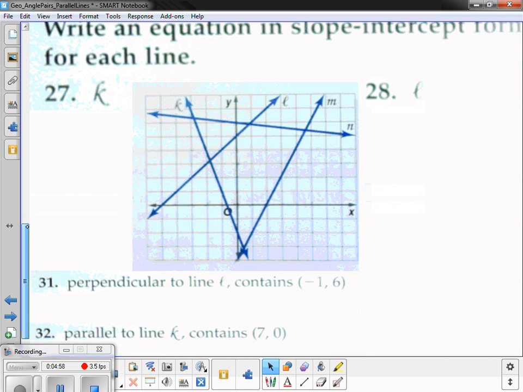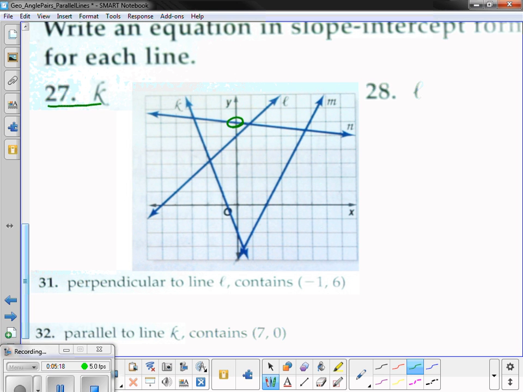Well, if I'm given something like this, I might be asked to write the equation of the line K that I have here, or the line L that I have here. So what we have to do is figure out some information about it. So let's take a look at K. Let's do this first one, K. I notice right here is where it crosses the y-axis. So I know its b is 1, 2, 3, 4, 5, 6. B equals 6. Now, if I could figure out the slope, I'd be in great shape.